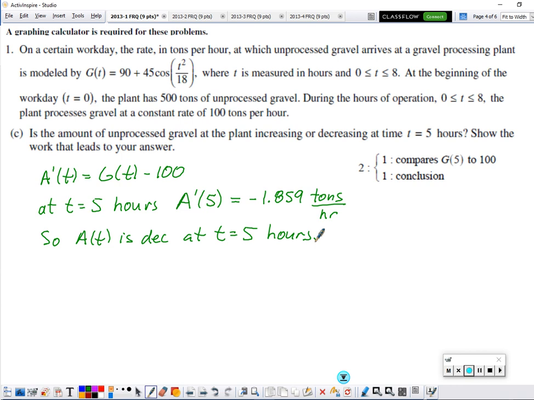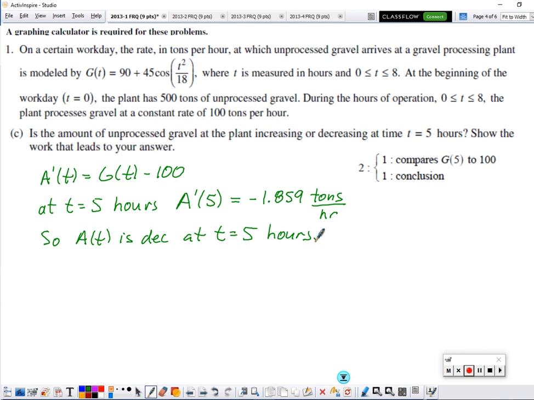There are other ways you can get the 2 points on this one, so if you're uncertain, just ask and I'll check it out. So I just found normal G of 5, and it was 98.141. And then I said, since it's less than 100 and 100 is the out rate, it's decreasing because there's more gravel leaving. 2 points, perfect. I didn't create an A prime of 5, and I just said D of 5 minus 100 equals that negative number, and then I gave an explanation of that.